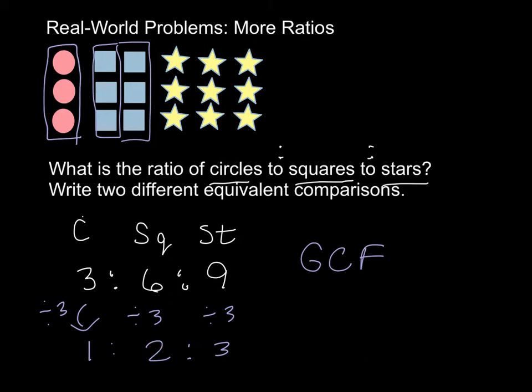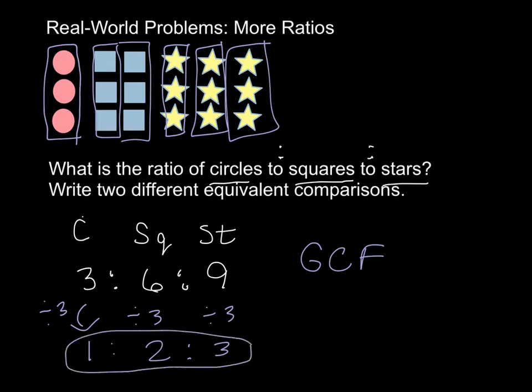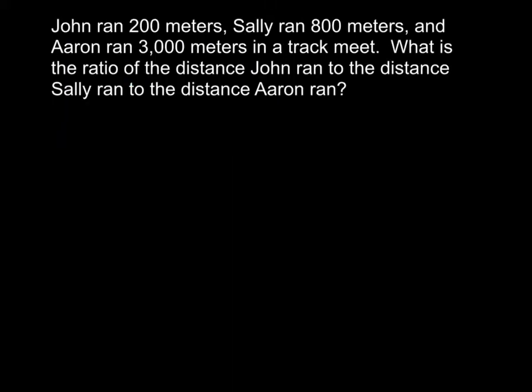And in the last one I've got 1, 2, 3 groups of 3. So dividing them to groups of 3 gave me 3. So my final answer in lowest terms is 1 to 2 to 3. Circles to squares to stars.